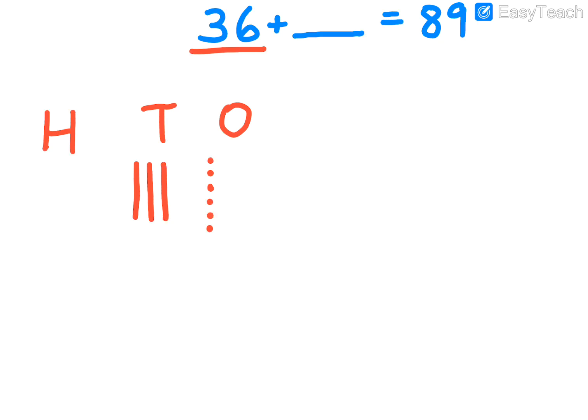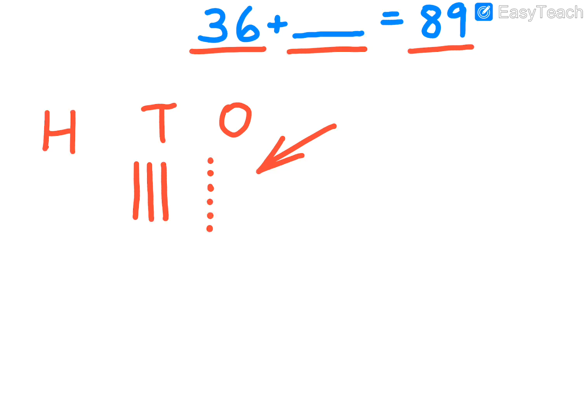Now, I don't know what comes next. This is an unknown number, but I do know that at the end, I need to have 89. So all I'm going to have to do is count up from what I have here in my place value chart until I get to 89. So first, I'm going to start with my tens because I always want to start with my highest number.